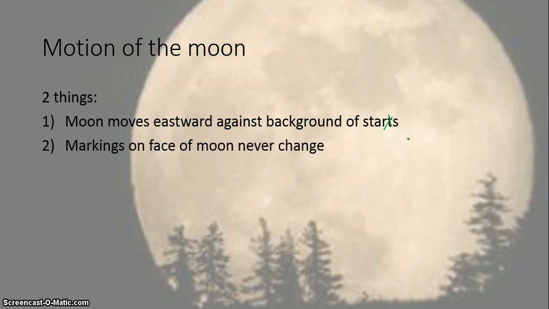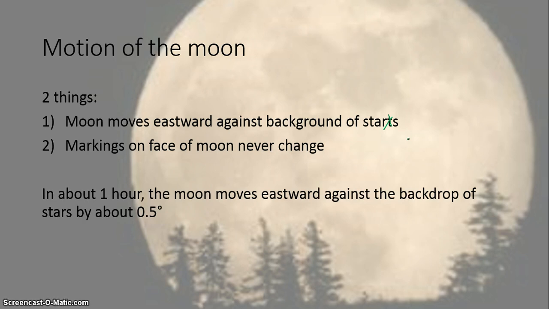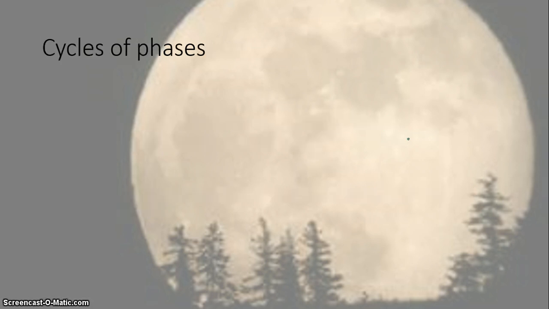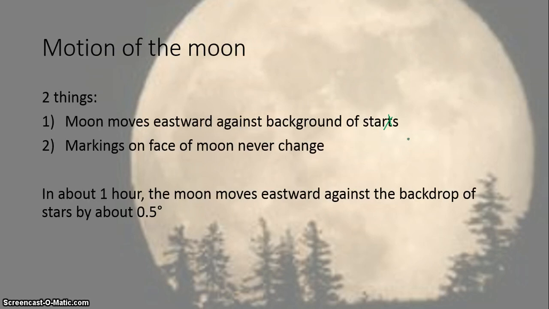Okay, and then the markings on the face of the moon never change. So the markings that you see on the moon stay the same when it rotates around. In about an hour, the moon's going to move eastward from west to east against the backdrop of stars, and it's going to move about 0.5 degrees per hour. After 24 hours, it moves a total of about 13 degrees.